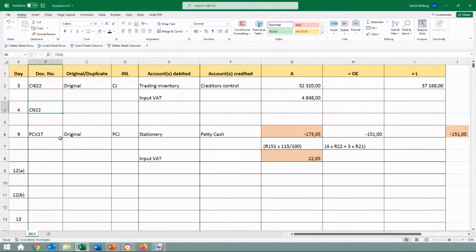Okay, so we said the first one is CN22, our document number. When you get a credit note from your supplier, is it an original or a duplicate credit note? What do you guys think? Original or duplicate?